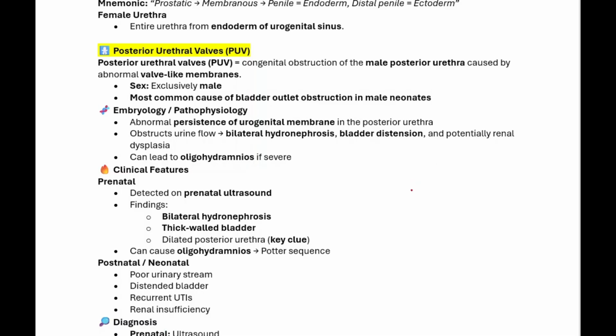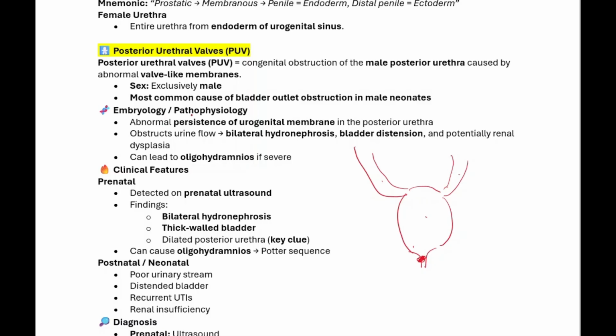As you know, the outlet of the bladder is where we have the urethra, which normally drains the bladder. So if there is obstruction in this area, the urine will not be able to leave the bladder, and that will lead to bladder distension. These patients will have bilateral distension of the what? Of the ureters, extending into the pelvis and calyces. So they're going to have bilateral hydronephrosis. And if this is severe enough, this could also lead to oligohydramnios, which could lead to Potter sequence.